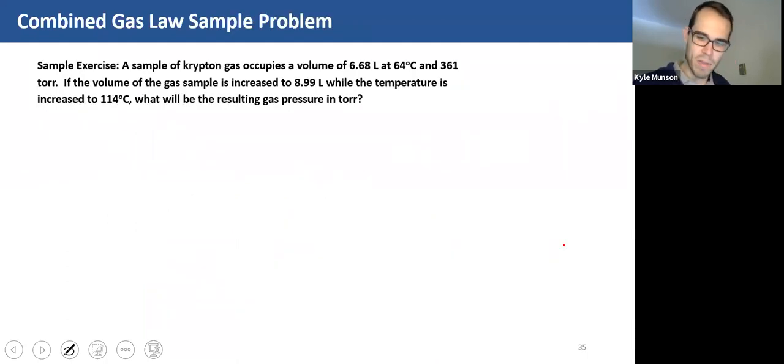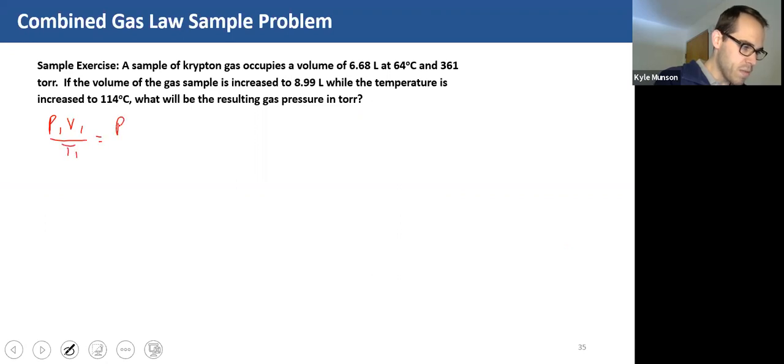A sample of krypton gas occupies a volume of 6.68 liters at 64 degrees Celsius and 361 torr. If the volume of the gas sample is increased to 8.99 liters, while the temperature is increased to 114 degrees Celsius, what will be the resulting gas pressure in torr? So we've got a little bit of everything going on here. Let's write down our combined gas law equation: P1 V1 over T1 is equal to P2 V2 over T2.